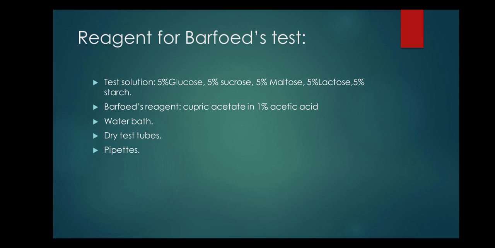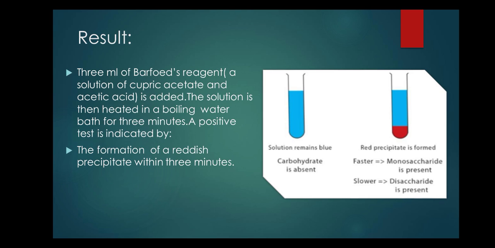Reagent for Barfoed test. Test solution contains 5% glucose, 5% sucrose, 5% maltose, 5% lactose, and 5% starch. Barfoed reagent: cupric acetate in 1% acetic acid. Then water bath, dry test tubes, and pipettes. Result: 3 ml of Barfoed reagent is added. The solution is then heated in a boiling water bath for 3 minutes. A positive test is indicated by the formation of a reddish precipitate within 3 minutes.